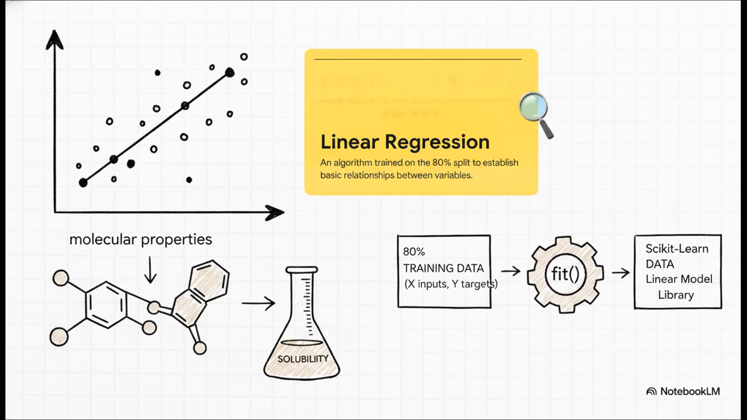Time to actually cook up these machine learning algorithms. We're starting with an absolute classic, linear regression. We just import this directly from scikit-learn's linear model library, and then we hit it with the .fit command. We feed it our 80% training data, both the x inputs and y targets, and let it establish those fundamental mathematical relationships between our molecular features and the resulting solubility.